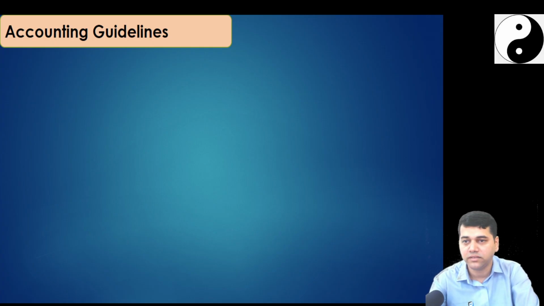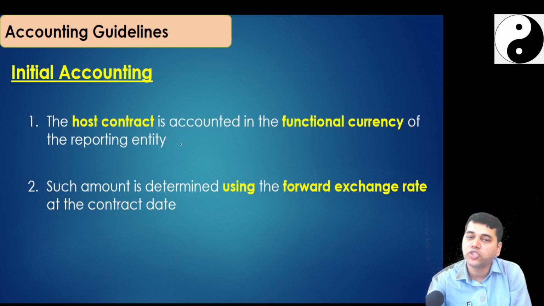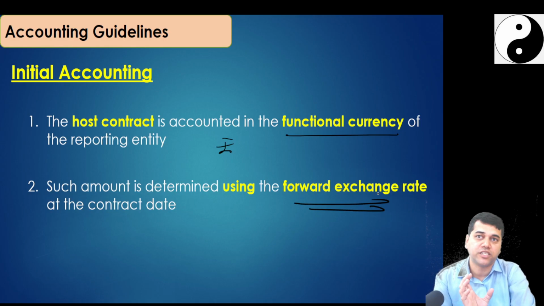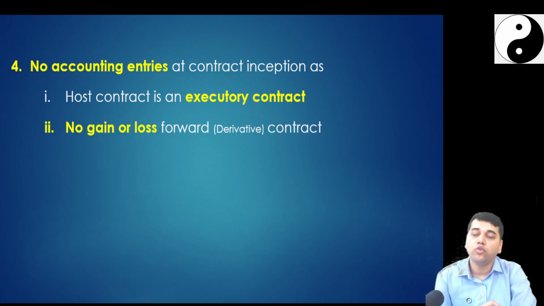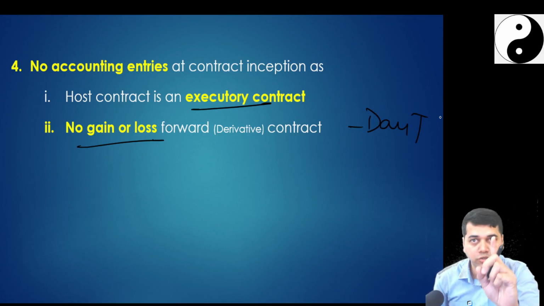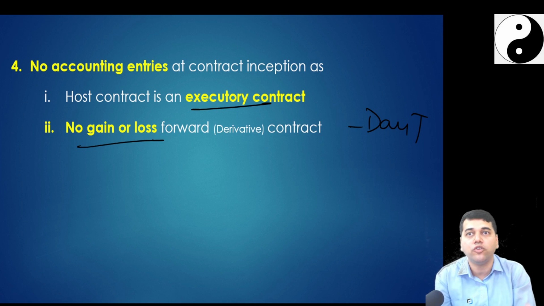Okay, so accounting guidelines. First, initial accounting and subsequent accounting. Initial accounting: the host contract is accounted in the functional currency, say rupee. Even if the contract is in dollars, you account in rupee. And that embedded derivative, you treat it as a foreign exchange dollar contract. The embedded derivative is a forward currency contract. Now, buy or sell, I will tell you the logic later. That is one catch. Now, no accounting entry is passed for the host contract because it is an executory contract, and no gain or loss for the forward derivative on day 1, because we have understood that whenever we separate, that is day 1. On day 1, do we pass an entry for the derivative contract? No, fair value is 0.